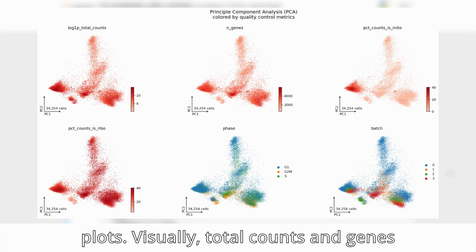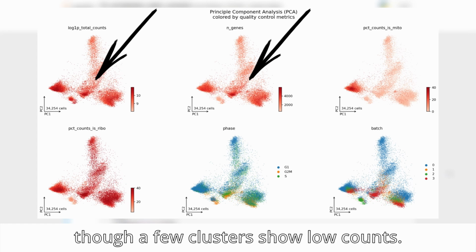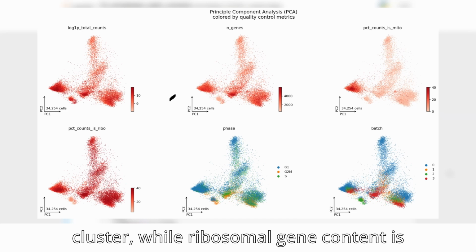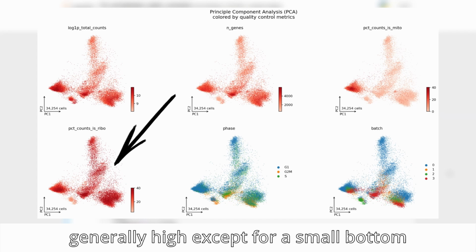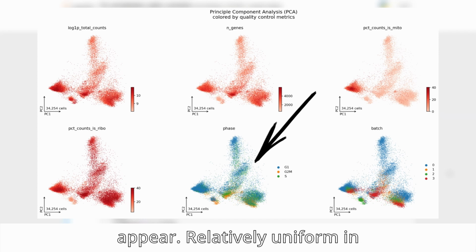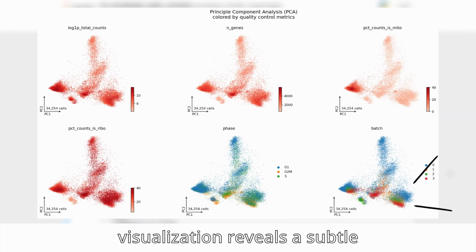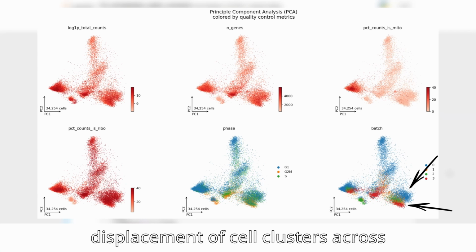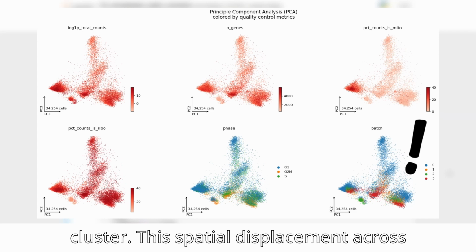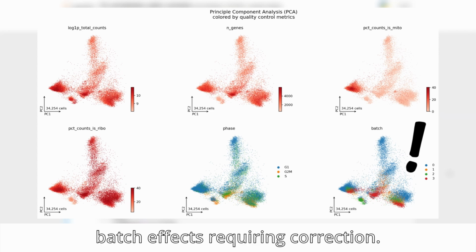Visually, total counts and genes per cell appear evenly distributed, though a few clusters show low counts. Mitochondrial content strongly drives one cluster, while ribosomal gene content is generally high except for a small bottom cluster. Predicted cell cycle phases appear relatively uniform in distribution. Notably, batch visualization reveals a subtle displacement of cell clusters across batches, particularly in the bottom right cluster. This spatial displacement across batches often indicates the presence of batch effects requiring correction.